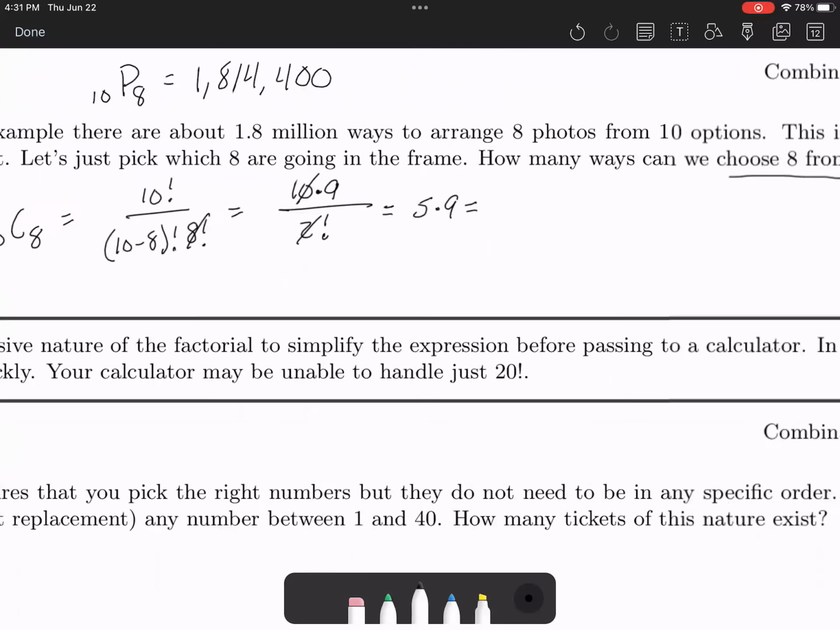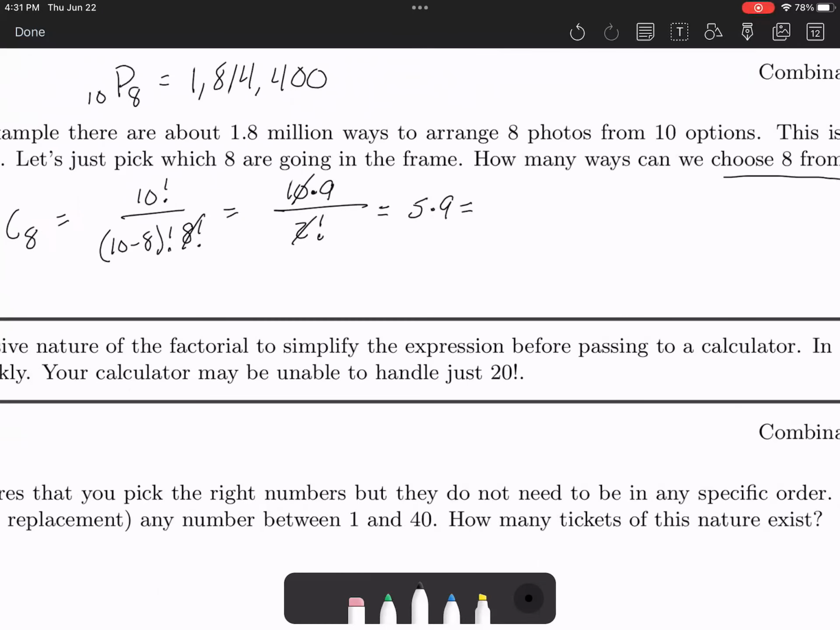This is why understanding what the factorial is so important. It simplifies your problems quite significantly. There's only 45 different ways to choose the 8 photos from 10. So that's a much better starting place to figure out how we're going to put these 8 photos in the frame.